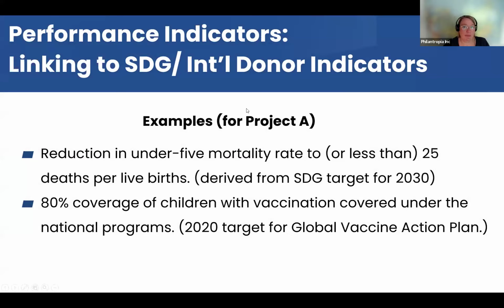So here are some examples. You will get the presentation so you can recheck them. If you choose something like reduction of under-5 mortality rate to 25 or less deaths per 1,000 live births, it's a bit complicated how it's put. This is based on the SDG target for the Agenda 2030, obviously.